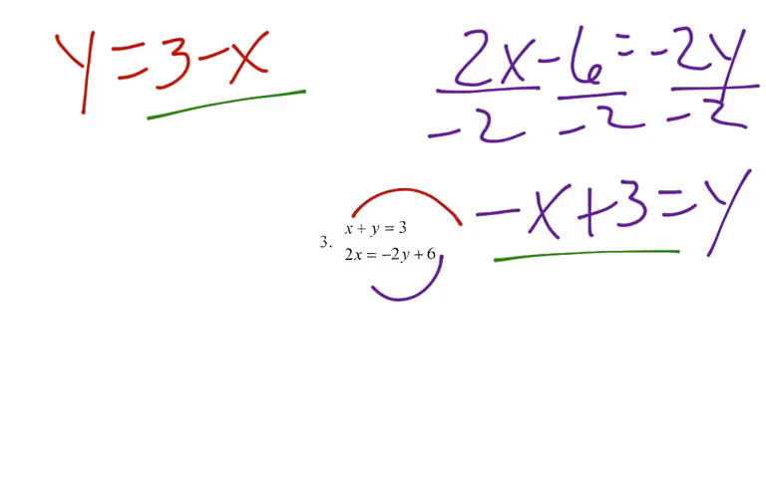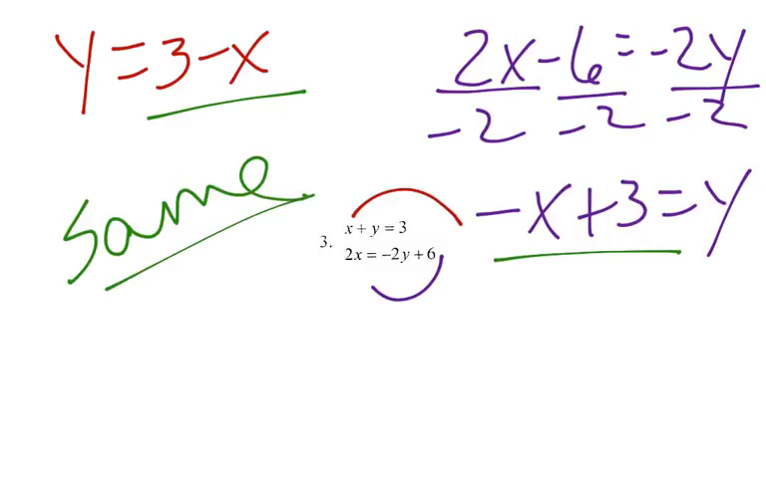Compare your new equations. We have a positive 3, a positive 3. We have a negative x and a negative x. Even though they're in a different order, their signs are the same, so these are the same equation. That means that they will be the same line, and so they are consistent and dependent.